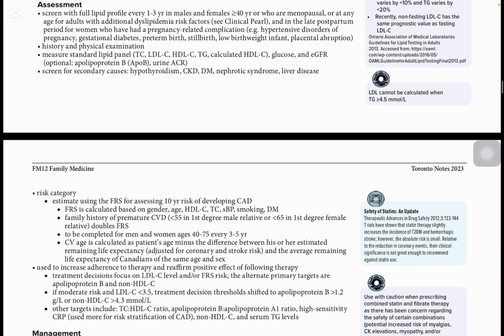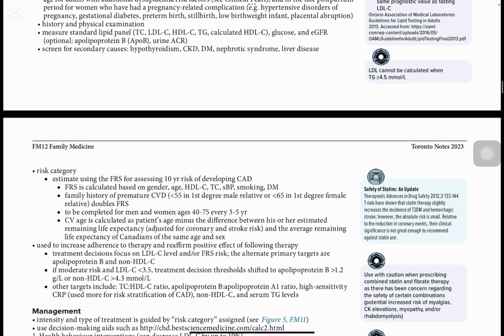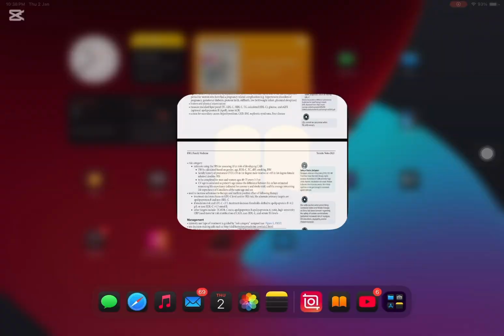Risk category: estimate using FRS for assessing 10-year risk for developing coronary artery disease. FRS is calculated based on gender, age, LDL, triglycerides, systolic blood pressure, smoking, and diabetes. We have seen that calculator already. If you don't remember, I'll just show you once again.